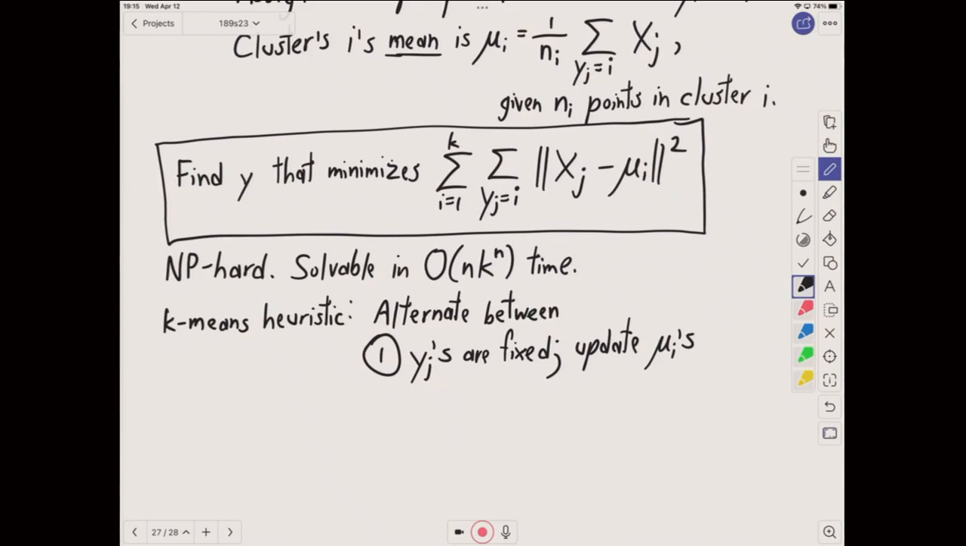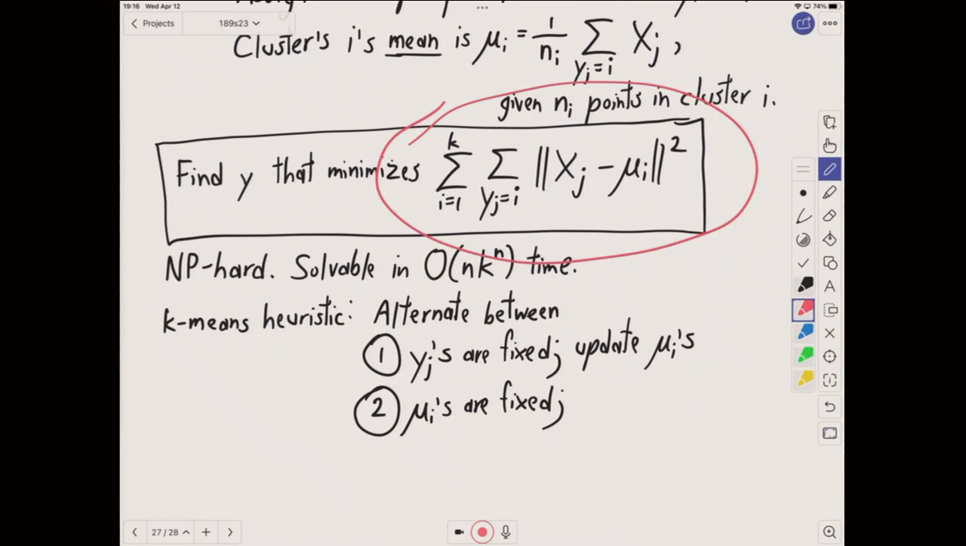Having done that, now I'm going to solve a second optimization problem where we've swapped the roles of the y_j's and the mu_i's. So now we're going to fix the cluster centers. You're not allowed to change those. But then we are going to minimize this objective function. But now we're only allowed to change the cluster assignments and nothing else. So we update the y_j's now.